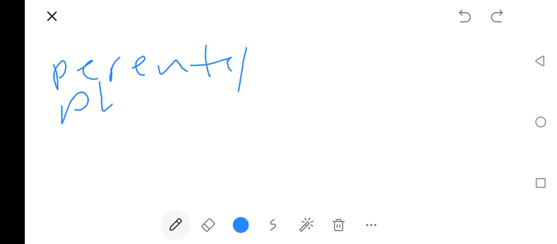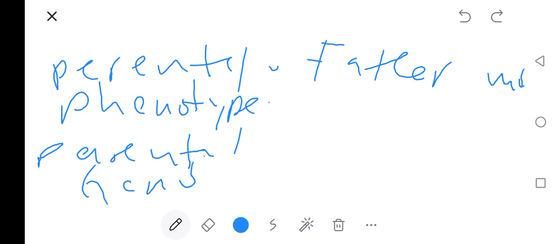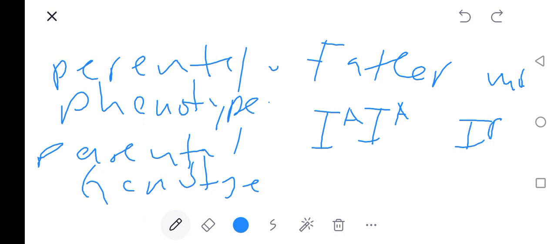So you start with the parental phenotype. Take the phenotype of the father and mother. And then again, the parental genotype. The genotype is pure A for one parent and pure B for the other.